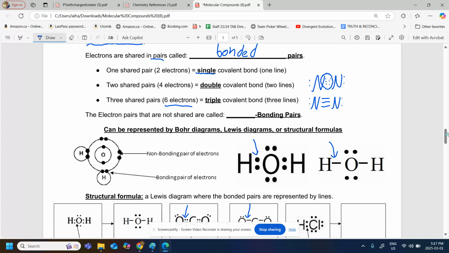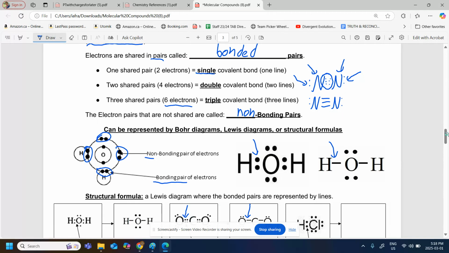You'll notice that some electrons are not being shared. They belong to each individual atom, like these two here belong to this nitrogen, and these two here belong to this nitrogen. So we call those non-bonding pairs. Over here in this picture, you can see the bonding pair between H and O. Same thing here, but then here you have the non-bonding pair that just belongs to oxygen.